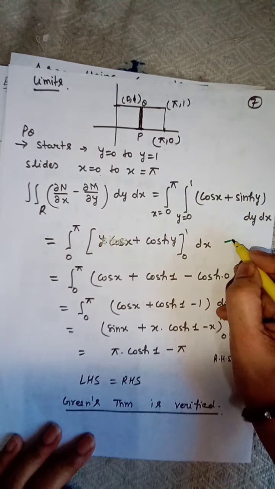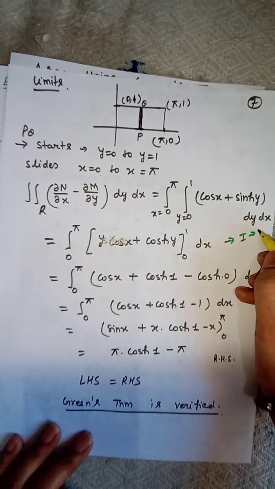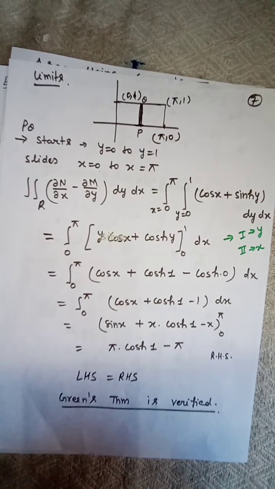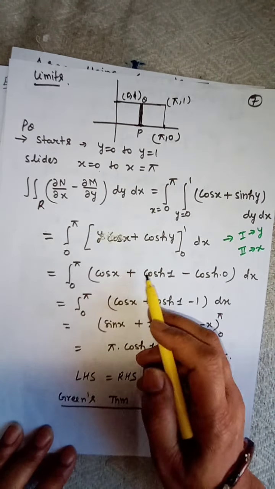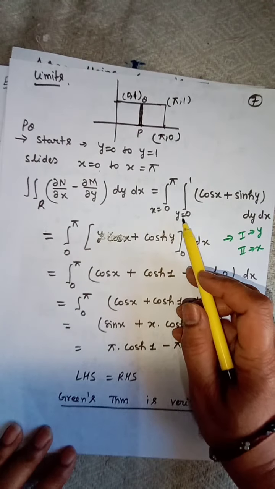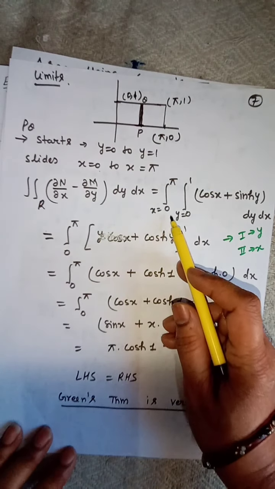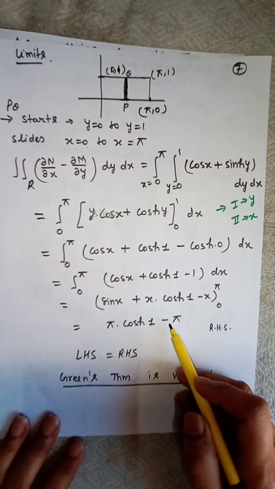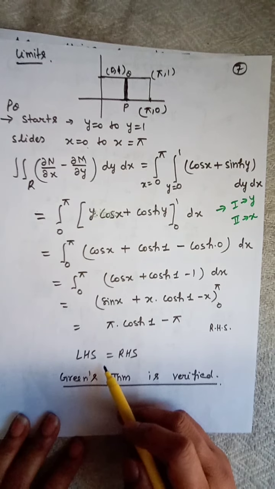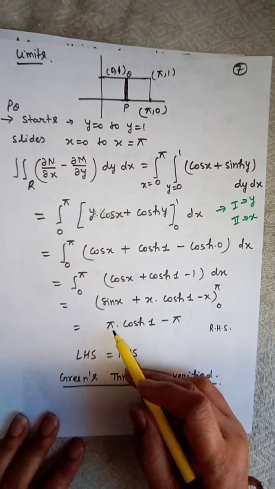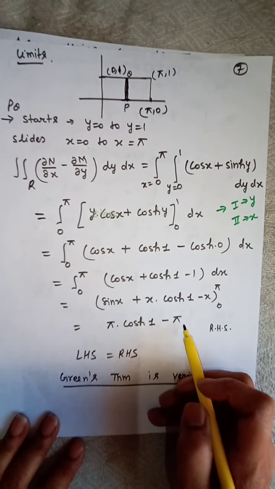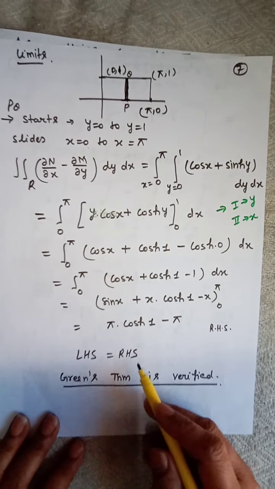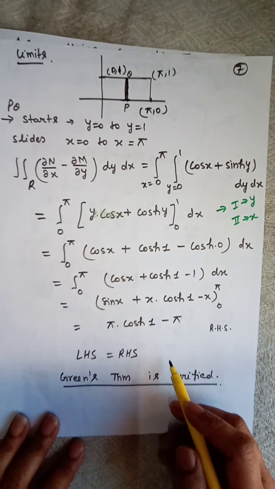So here the order of integration is first with respect to y and then with respect to x, since we have taken a vertical strip. Now integrating this expression within the limit y equal to 0 to 1 and x equal to 0 to pi, we get pi cos hyperbolic 1 minus pi. And we find that LHS is also pi into cos hyperbolic 1 minus pi. So therefore Green's theorem is verified. Left hand side is equal to right hand side. So Green's theorem is verified.